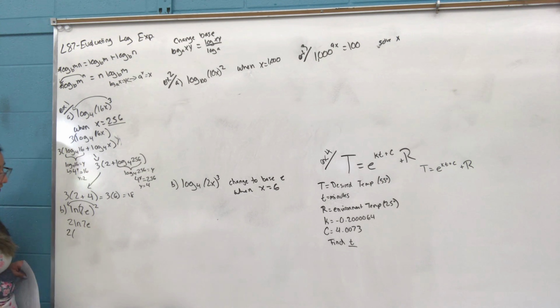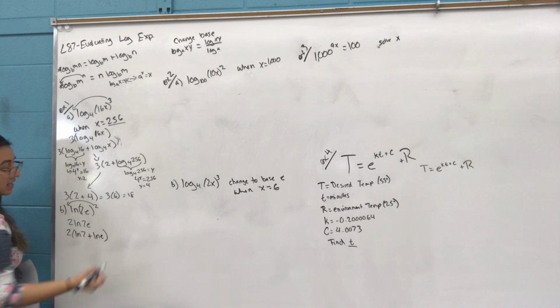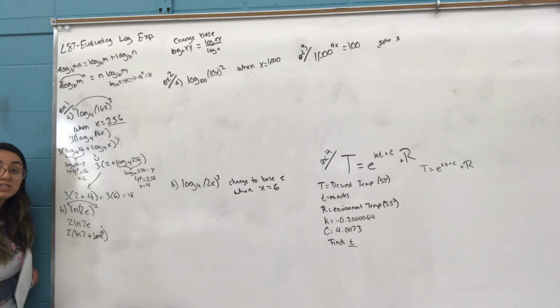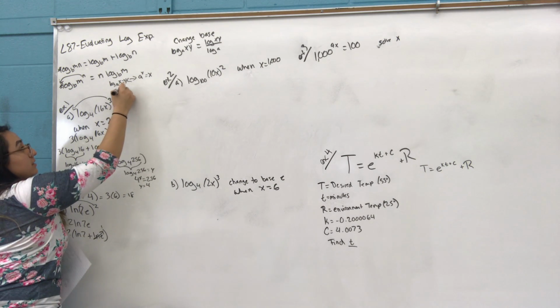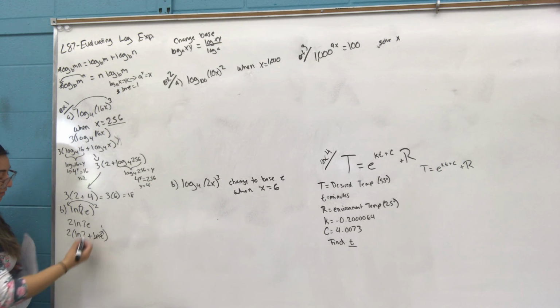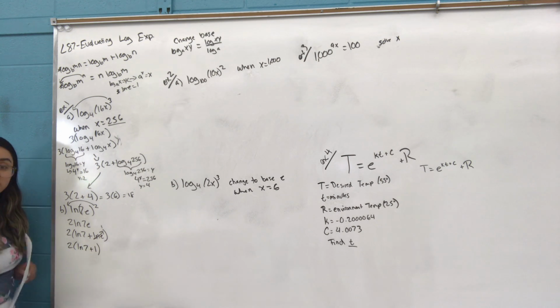So the 2 I'm leaving on the outside. I have the natural log of 7 plus the natural log of e. If you remember, the natural log of e always turns into 1. So I'm going to put that up here. Natural log of e equals 1 because they cancel out. Now I have 2 times the natural log of 7 plus 1.